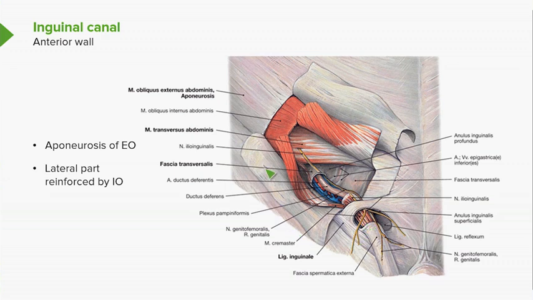Contributing structure to the anterior wall is the aponeurosis of the external abdominal oblique, which we see in through here. And there's also going to be a lateral reinforcement from the internal abdominal oblique muscle. So right in through here, and this would be the lateralmost aspect of your canal. It too is being reflected away from the canal.